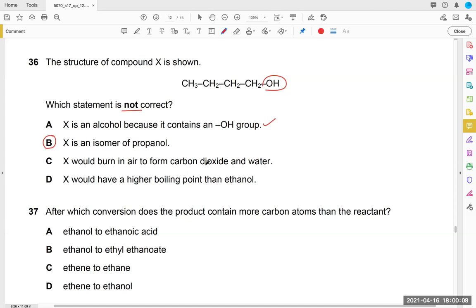X would burn in air to form carbon dioxide and water. All hydrocarbons, alcohols, carboxylic acids, they all do this. X would have a higher boiling point than ethanol. That is true because compared to ethanol, this will have stronger intermolecular forces. Ethanol's are not that strong.